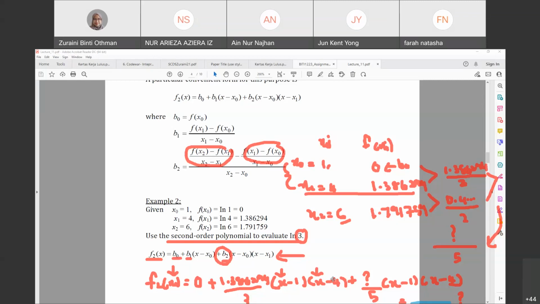Dia punya pattern ialah first you have to build a general formula for each question they want you to build, which means for this second example is second order polynomial. Just now for first example is first order polynomial which is linear. And after you get this general formula, find B0, B1 and B2.